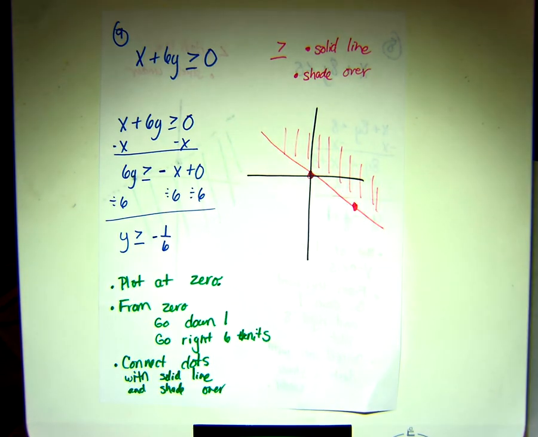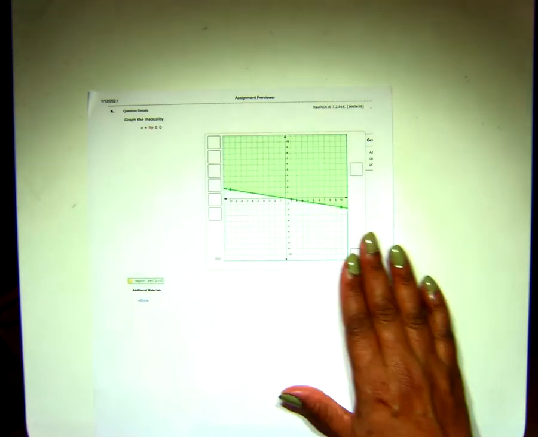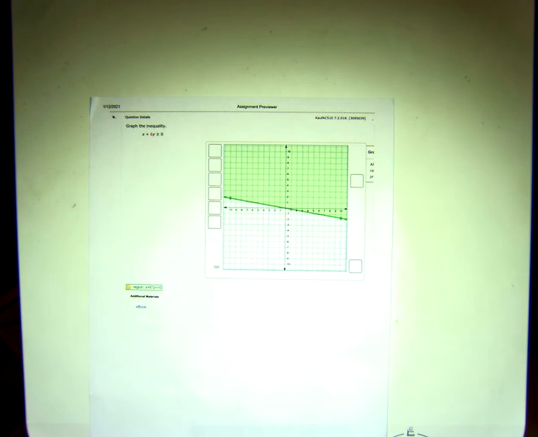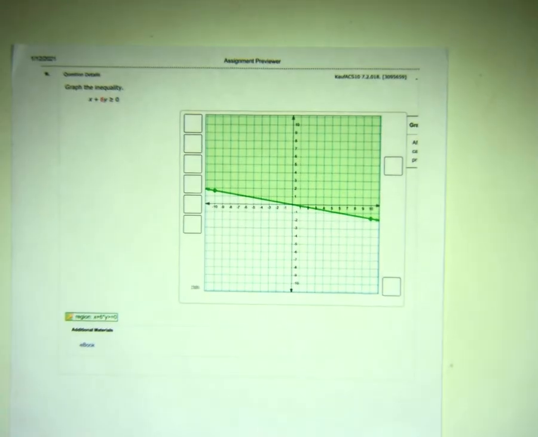So let me pause for a moment so you can jot those steps down. Now remember, feel free to go back and rewind to look at what the inequalities mean. When it's going to be a dashed line, when it's going to be a solid line, and when it's going to be shading over and shading under. So here's what the graph looks like. Just like mine, except the shading is a little bit better.